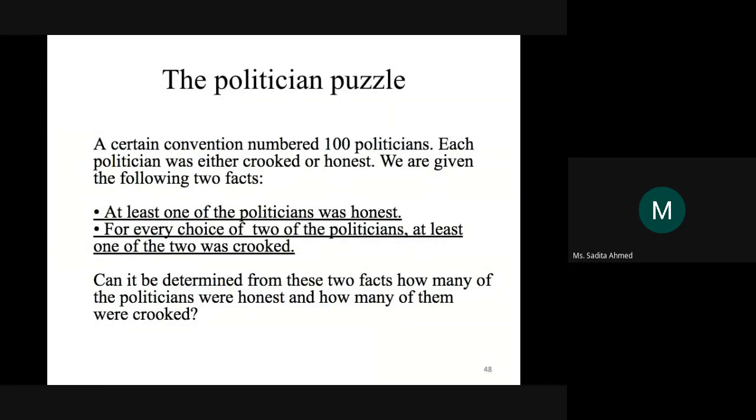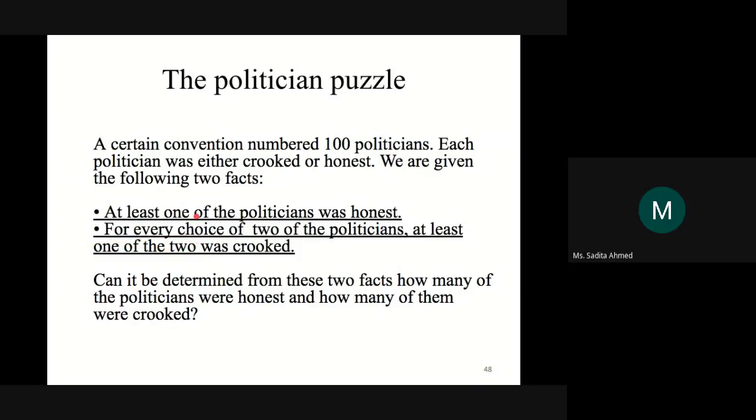Remember the truth table? For any given two variables, we come up with all possible combinations. For any given three variables, we come up with all possible combinations, right? Similar to that idea, in this list of 100 politicians, you can iterate through the list and make all possible choices. Every possible combination can be made.